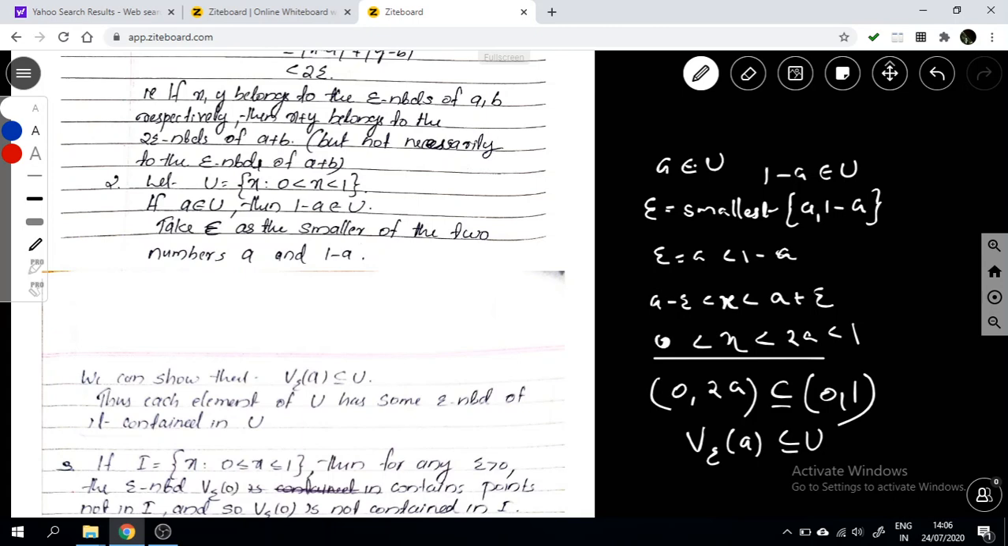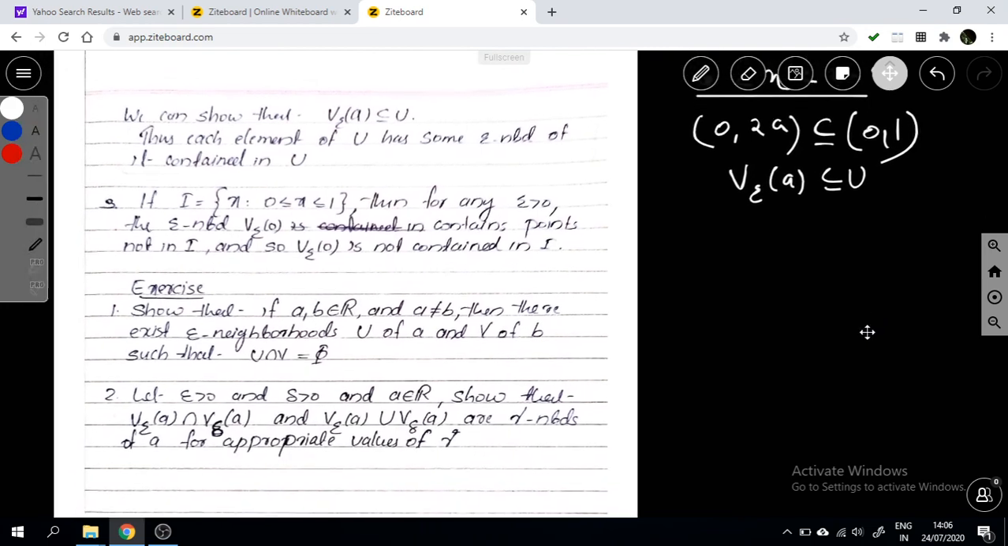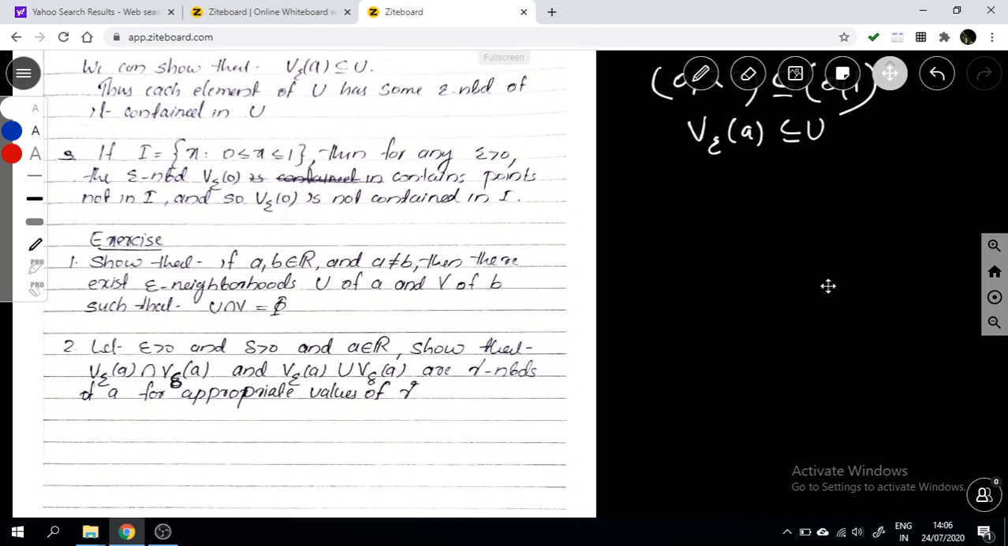Okay, now consider another set. Set I equal to the set of all x such that 0 less than or equal to x less than or equal to 1. What's the difference between U and I? U was the open interval 0, 1 and here I is the closed interval 0, 1.